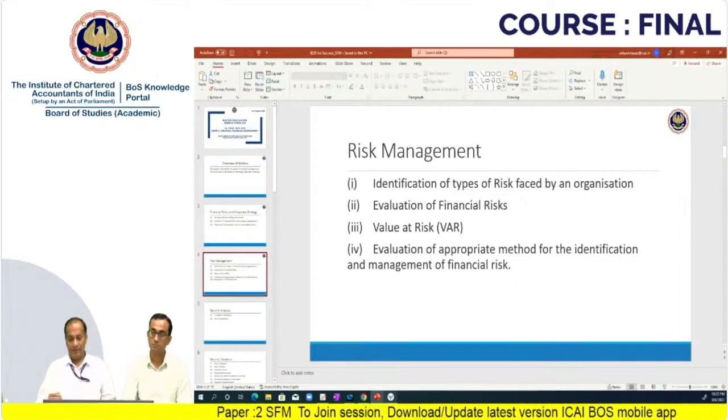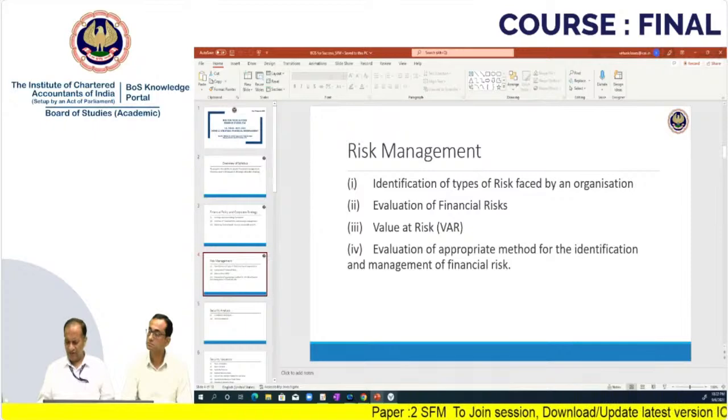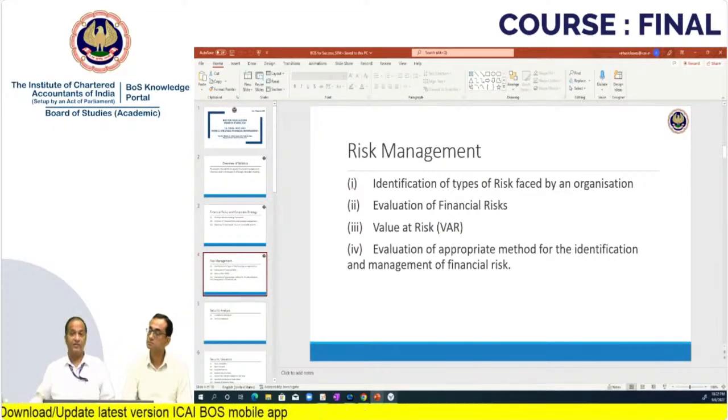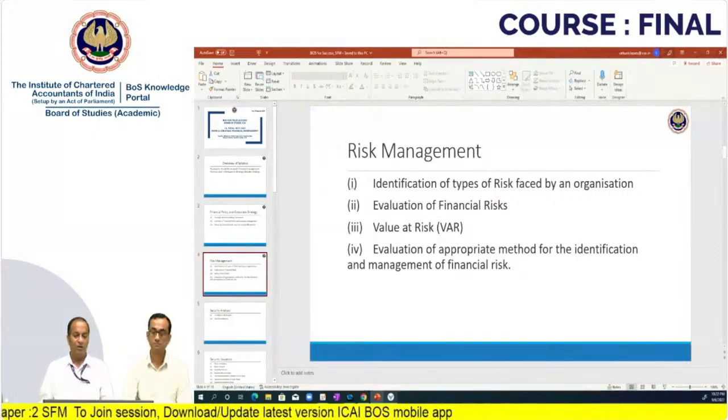That's why in business we have to see this. Now when we come to the evaluation of financial risk, you can refer to the study material, because due to paucity of time I have to cut down my discussion here. Now I am coming to the most important, value at risk.